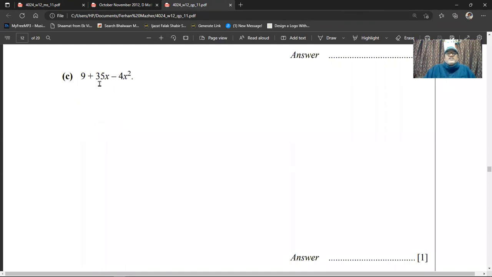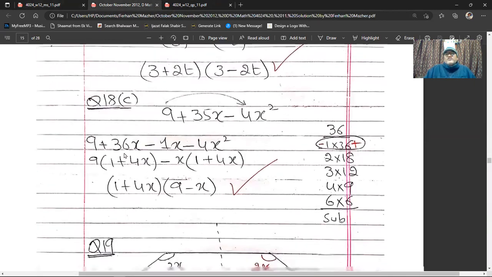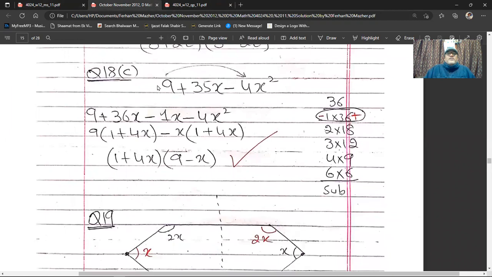Okay, so the next question is question number 18, C part, and that will be 9 plus 35x minus 4x squared. I will multiply the extreme terms, and then we can do the midterm breaking. When you multiply the extreme terms, you get 36. You can write the factors of 36. They are 1 into 36, 2 into 18, 3 into 12, 4 into 9, 6 into 6.